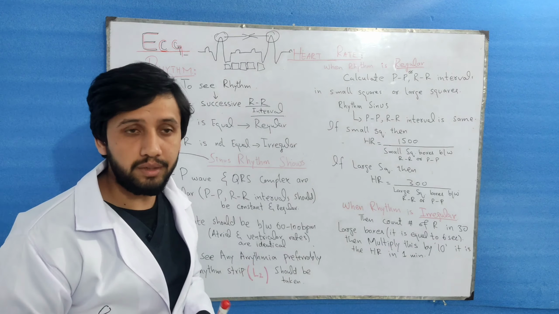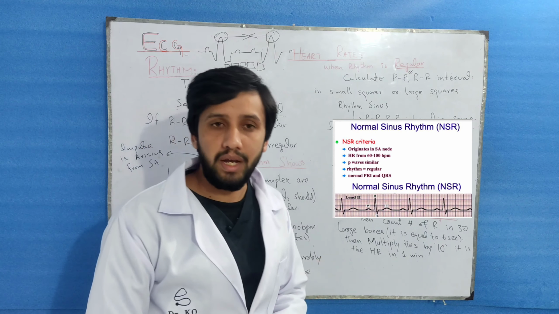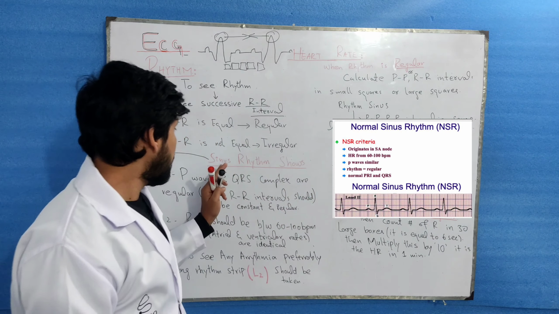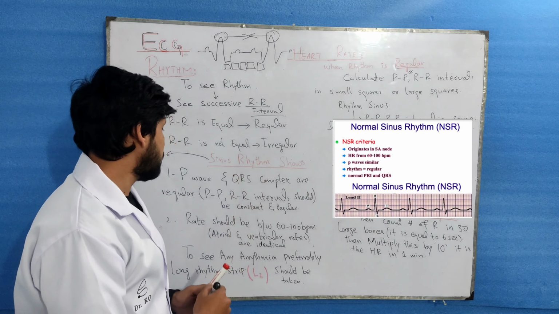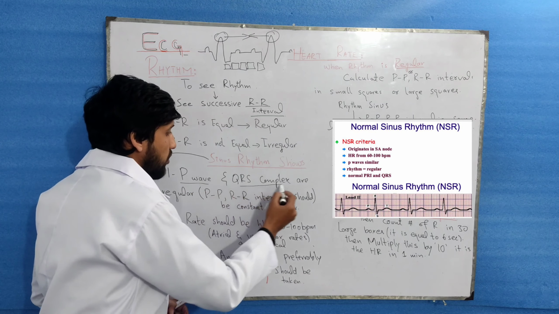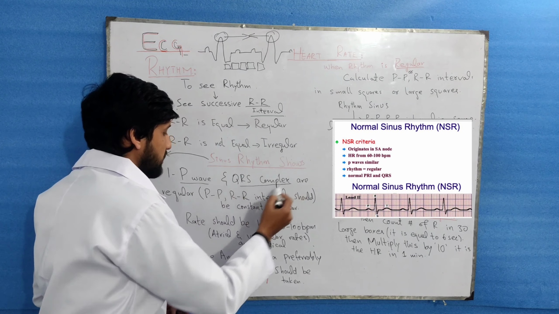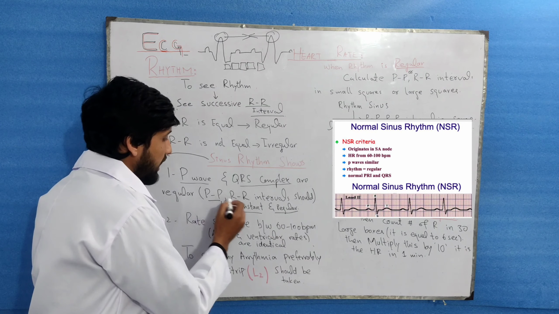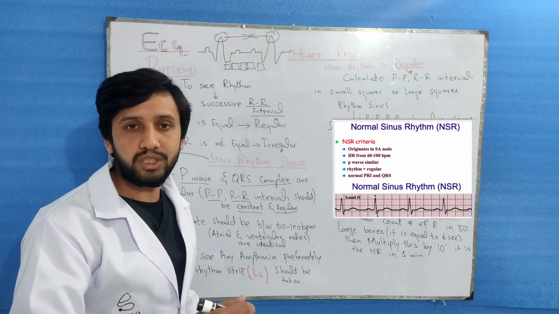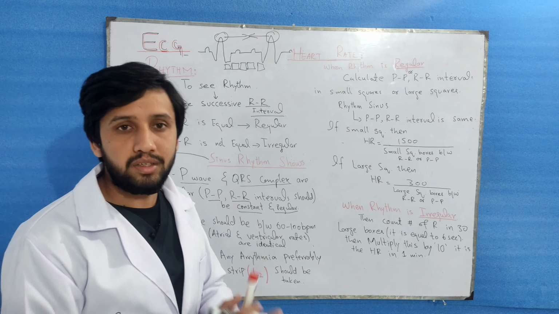So if this RR interval is equal, then the rhythm of the heart will be regular. If the RR interval is not equal, then you can say the rhythm of the heart is irregular. Here is another point, sinus rhythm, which is the impulse generated from the SA node. If the rhythm is sinus, then you will see the P wave and QRS complex are identical, constant and regular. That is, the PP and RR intervals should be constant and regular. Then the rhythm will be sinus.